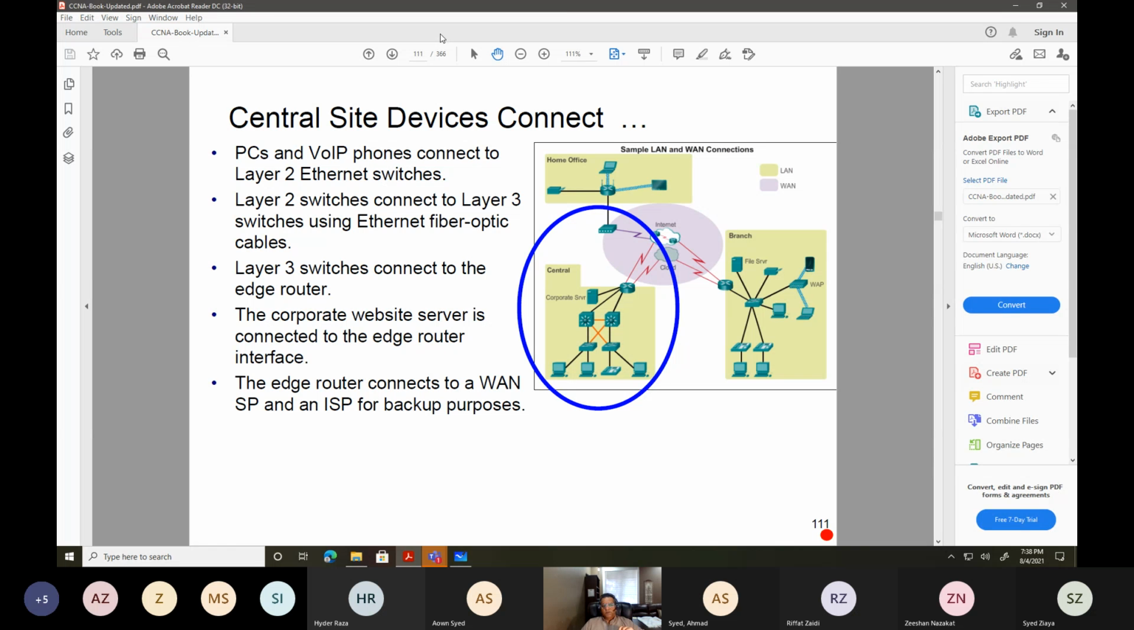So the layer 3 switch connects to the edge router, and the corporate website service is oriented to the edge router interface. Basically what they're talking about is layer 3 switches. What are layer 3 switches? A layer 2 switch doesn't do any routing; it only works on the MAC address to the port. But a layer 3 switch works basically like a router. It's a layer 3 router, right? You can do layer 2 and layer 3 combined.